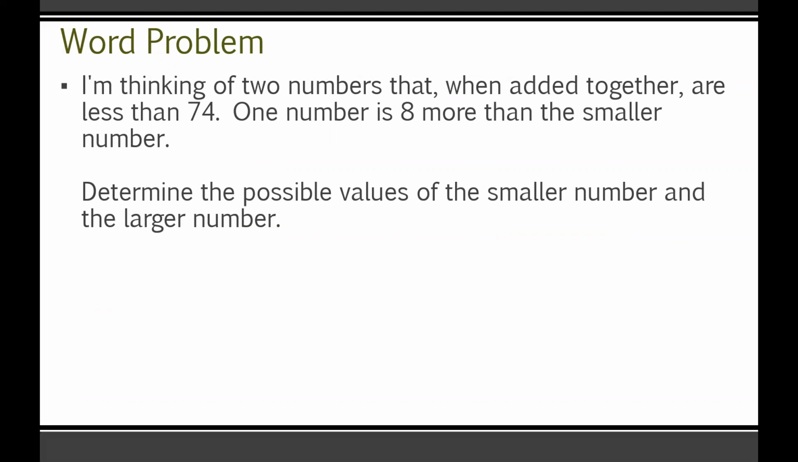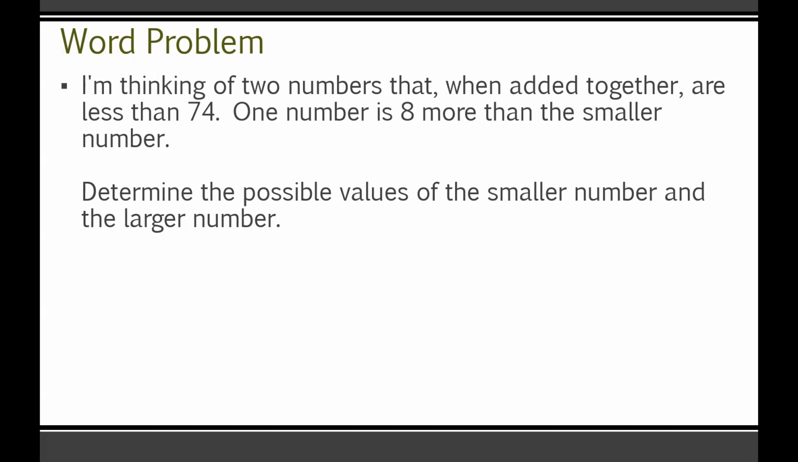I'm thinking of two numbers that when added together are less than 74. Now, one of the numbers is 8 more than the smaller number. I want you to determine the possible values of the smaller number and the larger number. This is a good problem-solving based question. It really gets you thinking critically. Pause the video here, see if you can solve this.